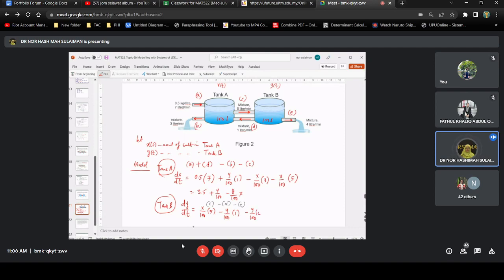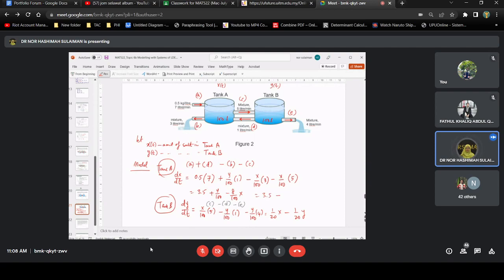Okay, and then E, it goes out from tank B. Tank B, Y over 100 multiply by the rate. Rate dia berapa? 4. Okay, multiply by 4. You can simplify further. So you have 5 dengan 100 jadi 1 over 20 X, alright, minus berapa ni? 5 per 100 Y ni. Saya combine dua ni. Betul. So dapat berapa? 1 over 20. 1 per 20 Y.